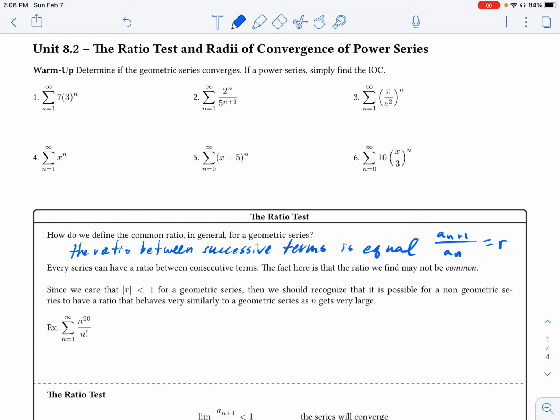And what we hope to see is that even with non-geometric series, if we have a ratio that behaves similarly as n gets very, very large, that is to say, if our ratio is getting smaller and smaller as n increases towards infinity, then it would make sense that since the ratio is getting smaller between terms, this series should also converge to a finite value.